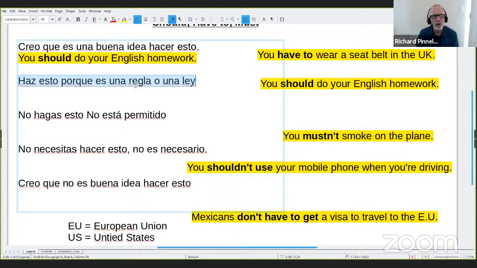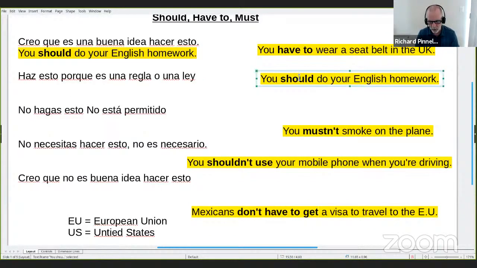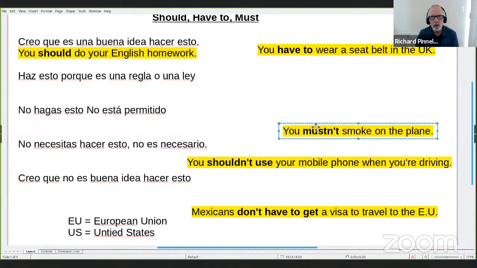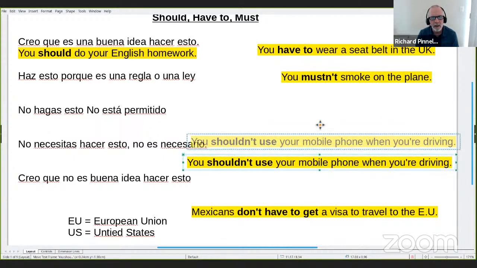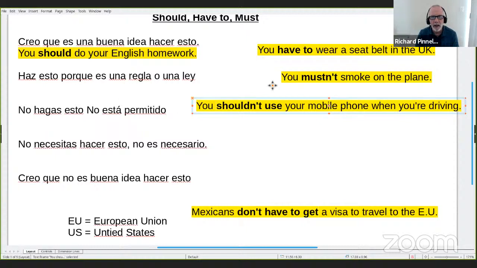Haz esto porque es una regla o una ley. Hemos usado eso, se lo voy a quitar. ¿Cuál de los cuatro que tenemos todavía es una regla? Algo que tienes que hacer, que hay que hacer. Number one. Yeah, well, what's number one? Who's got the answer? Haz esto porque es una regla.